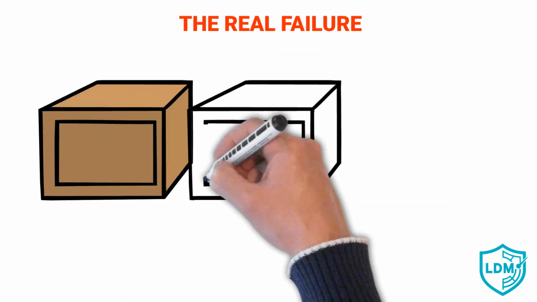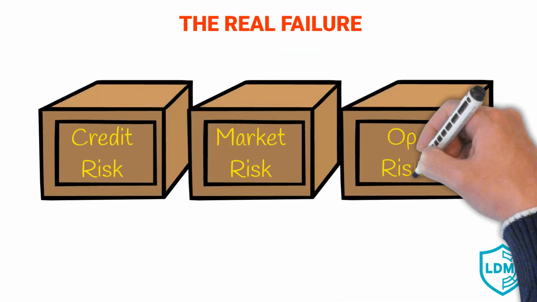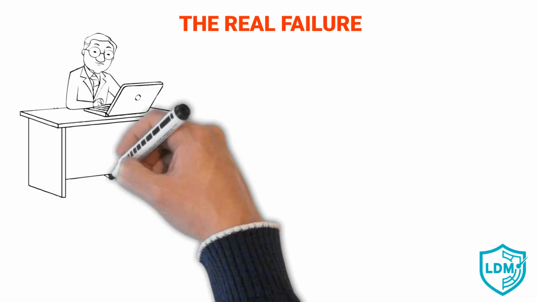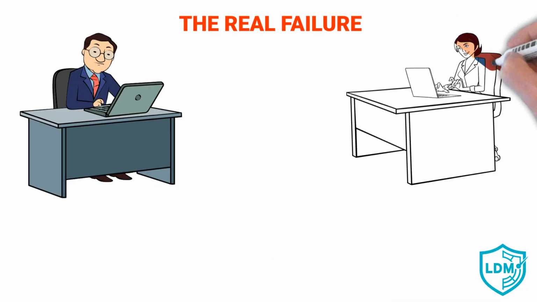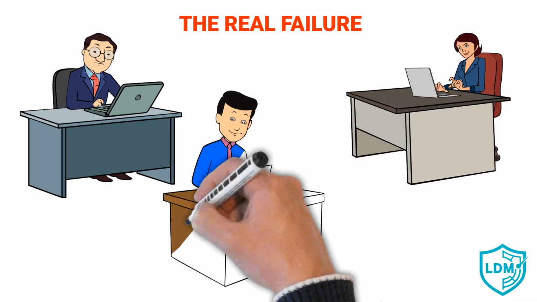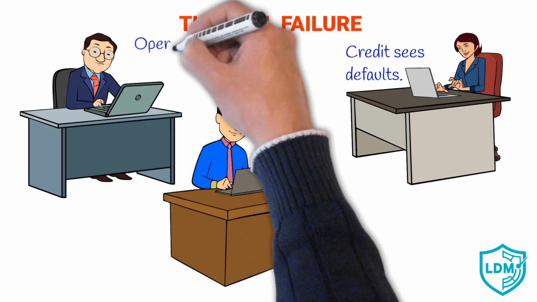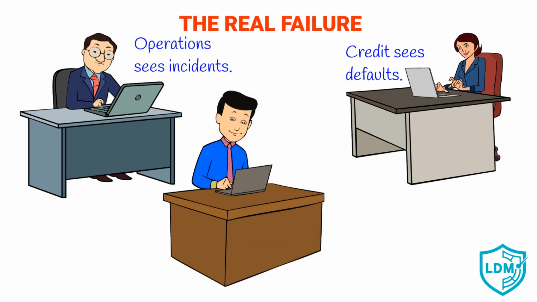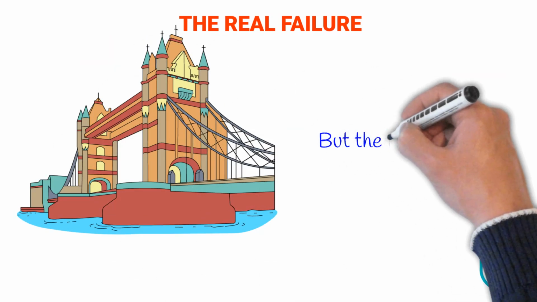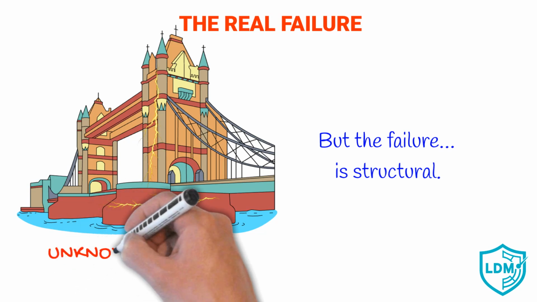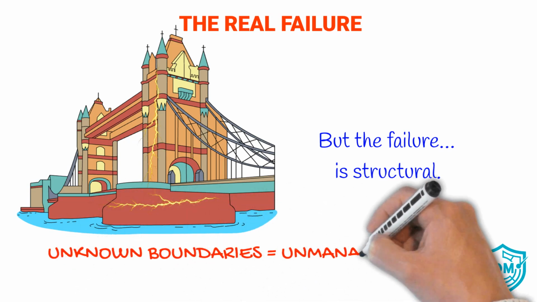This is why the biggest losses don't appear inside categories. They appear between them. Each function sees its piece. No one sees the system. Credit sees defaults. Operations sees incidents. Market sees volatility. But the failure is structural. When no one owns the boundary, no one manages the risk.